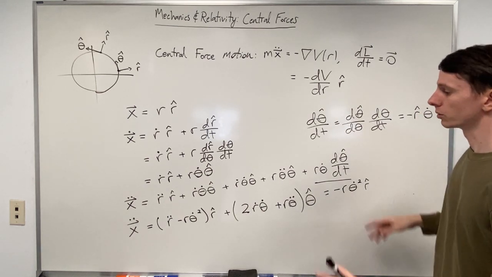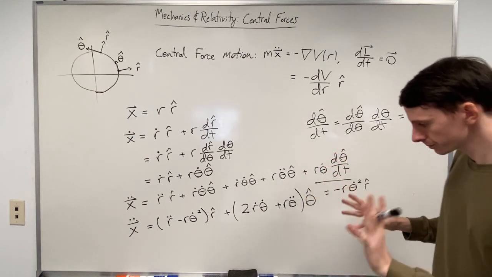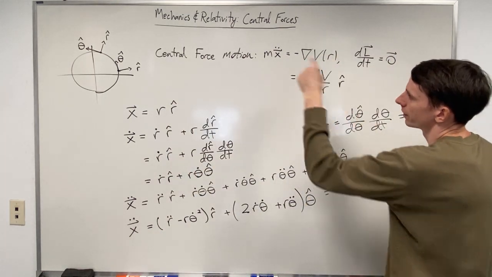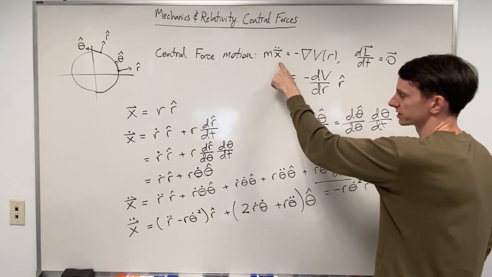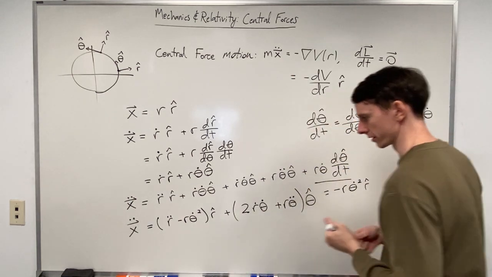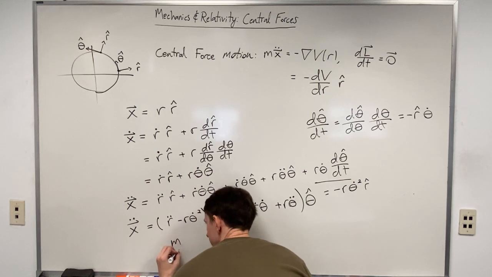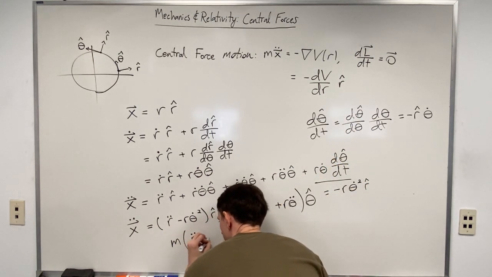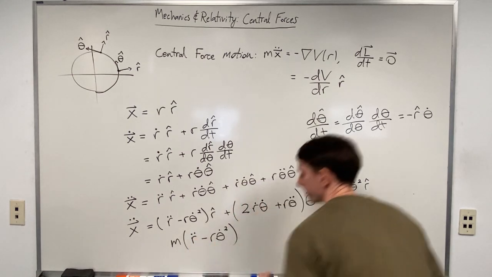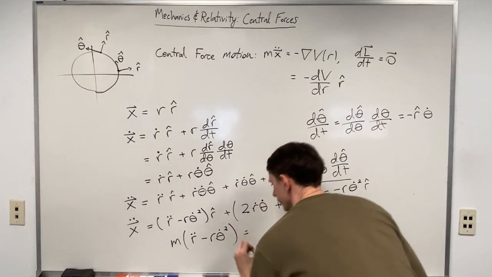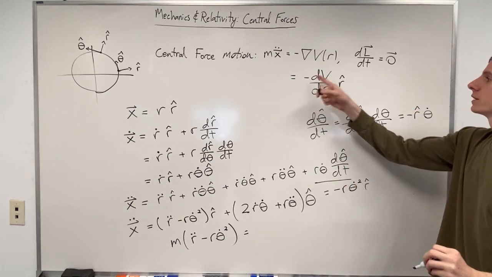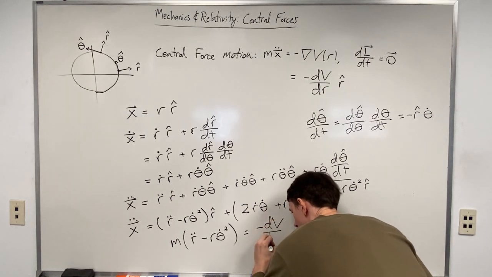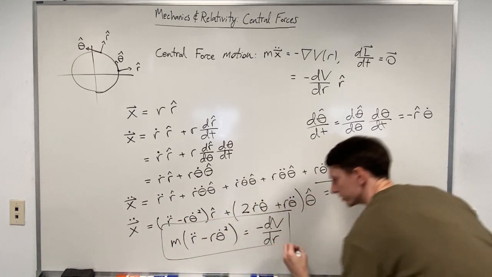Okay. So we're going to need to write out two equations. Let's start with the r hat equation. On the left-hand side, we have mass times the r hat component of the acceleration. That's this thing right here. So one of our equations is going to be mass times this thing in parentheses, which is r double dot minus r theta dot squared. That's the left-hand side of Newton's second law. The right-hand side is just the negative derivative of the potential. So this is going to be equal to negative dV dr. And this is one equation.